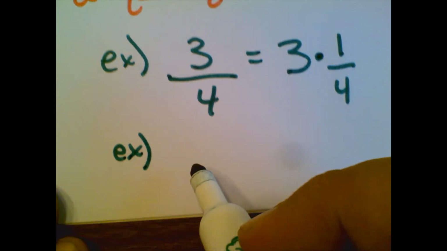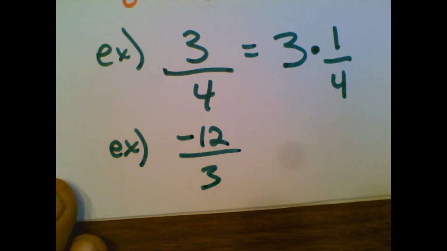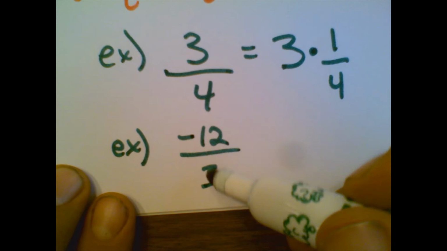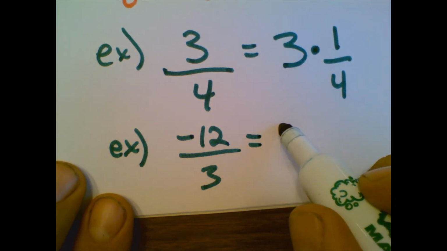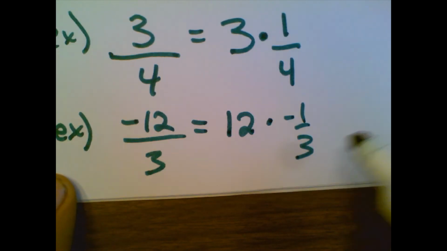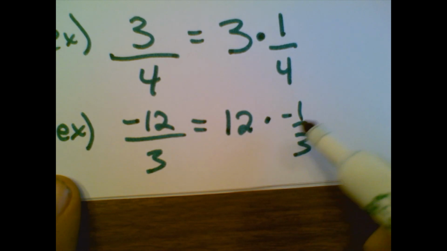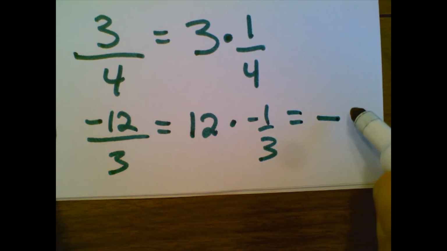Let's just look at some examples. Let's say negative 12 divided by 3. We'll just keep it simple. The question is, what's a negative divided by a positive? Well, if we break this up as a multiplication, this could be written as 12 times negative 1/3. And we know that a positive times a negative, we just learned that is a negative. Okay, so it would be negative 4 in this example.